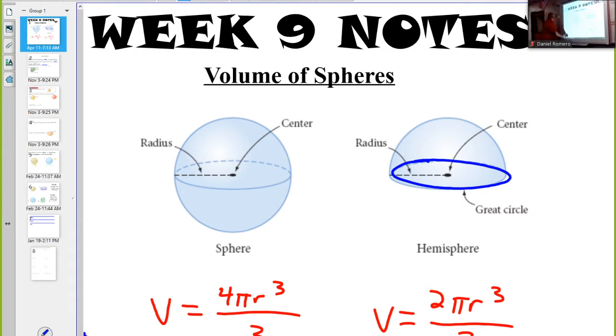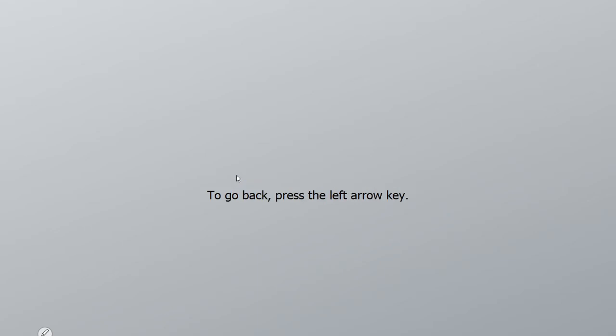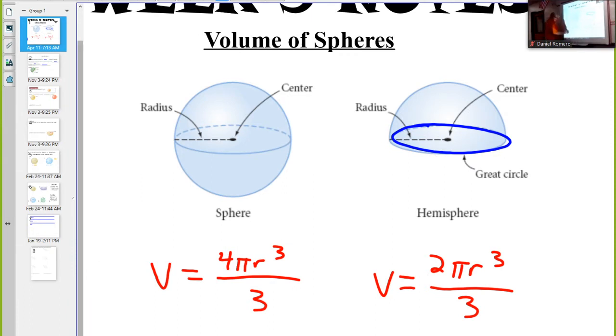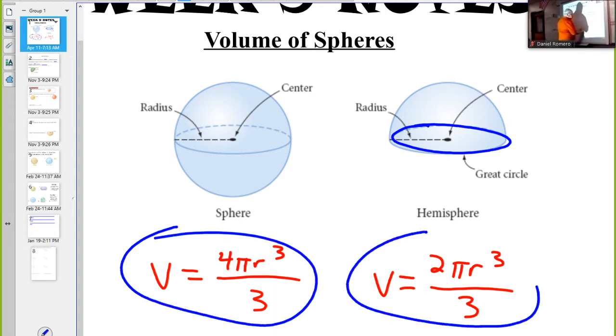Since we're only doing volume, there are only two formulas that you need to learn for this week. For a sphere, it's 4 pi r cubed over 3. For a hemisphere, it's 2 pi r cubed over 3. What's the only input that you have to substitute in order to get the volume? What's the one value that needs to be put into these formulas?